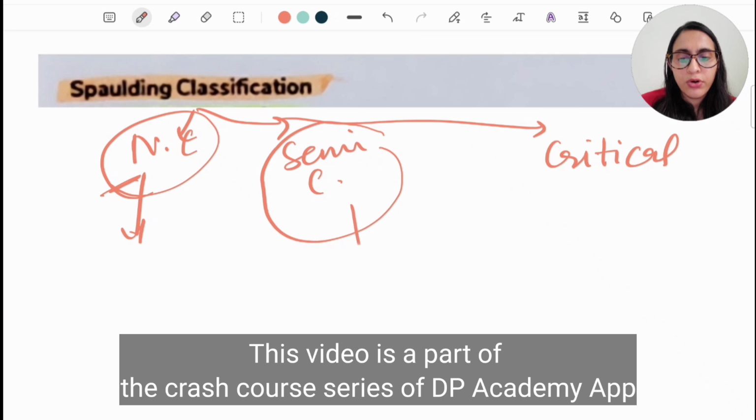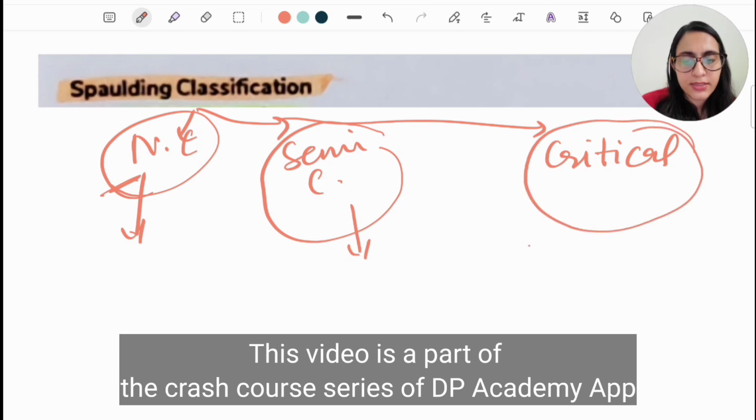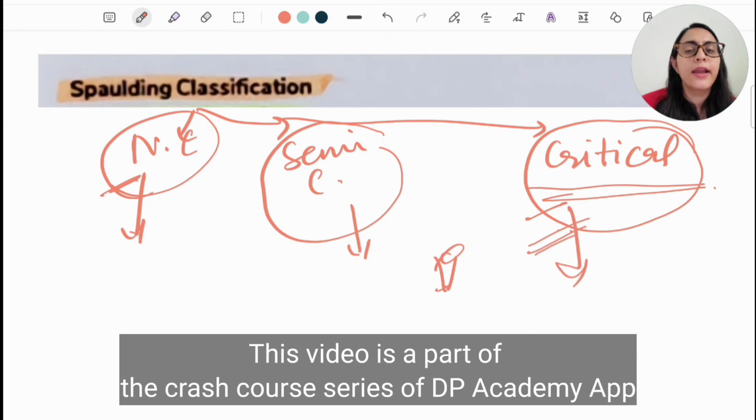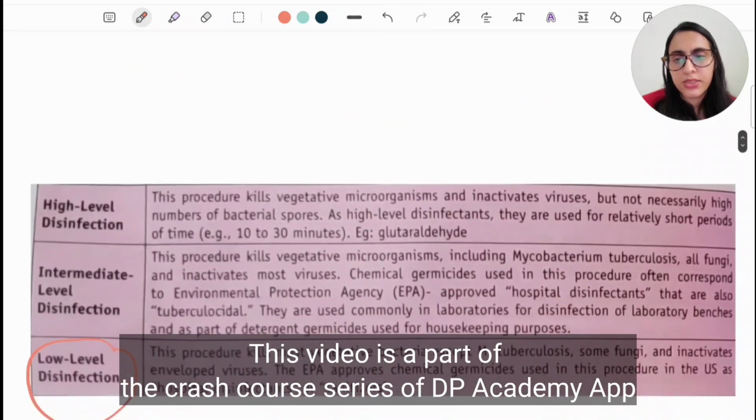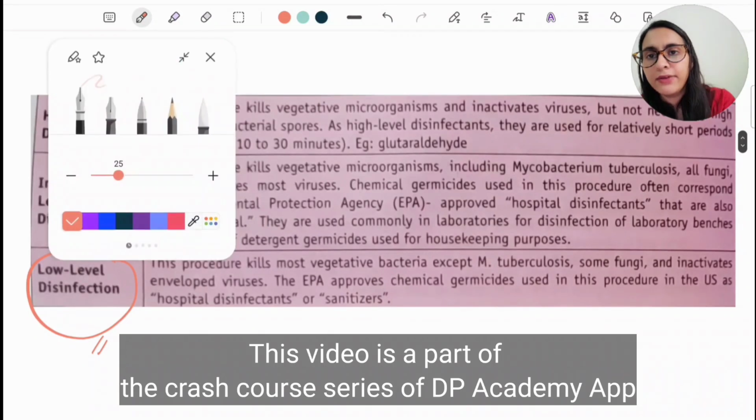Semi-critical devices come in contact with the mucous membrane. For example, our mouth mirrors, probes, or in medicine, endoscope, laryngoscope. They require a high level of disinfection because they are coming in contact with the mucosa. Then we have the critical devices that enter the surgical site. So after you are doing any operation, any surgical instrument or implant or dental instrument, these are the critical instruments that require a high level of sterility, which enter the surgical site. So what is high level disinfection?